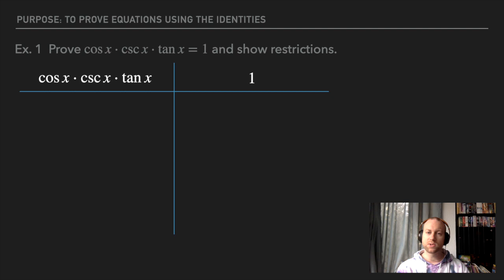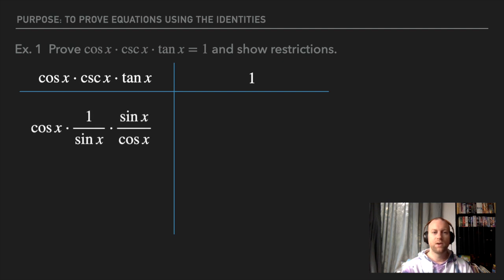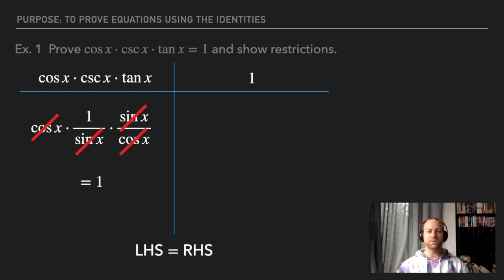So for this one, we've got the left-hand side. Let's start with that, it's the most complicated. Let's convert everything into sine and cosine. Cosecant is 1 over sine, tan is sine over cos, and just like that, once we put everything into sine and cosine, look at how easy this is. Let's cross out the cosines because they divide out, cross out the sines, and voila, you end up with 1, which we wanted to prove. Left-hand side equals right-hand side.